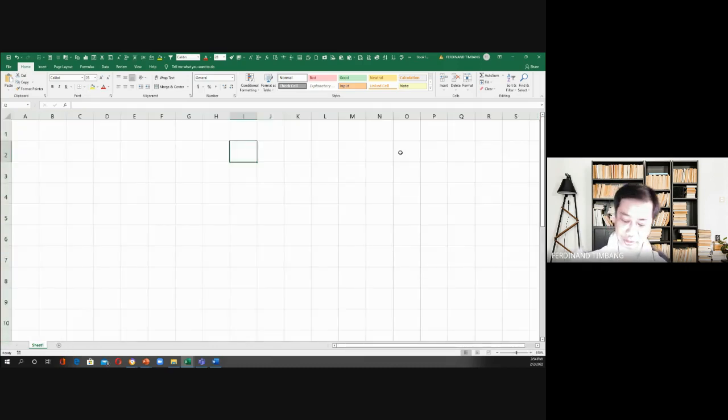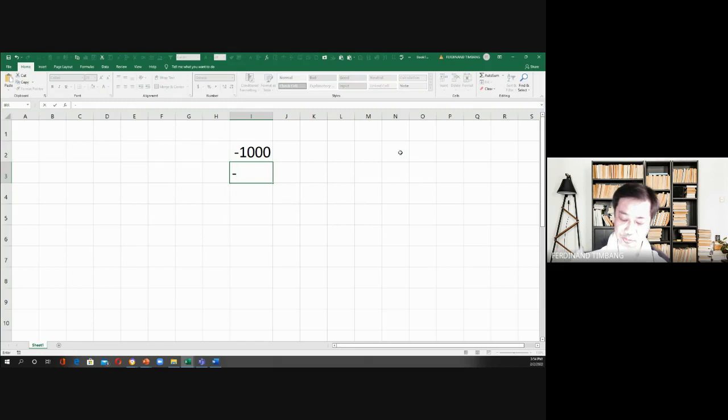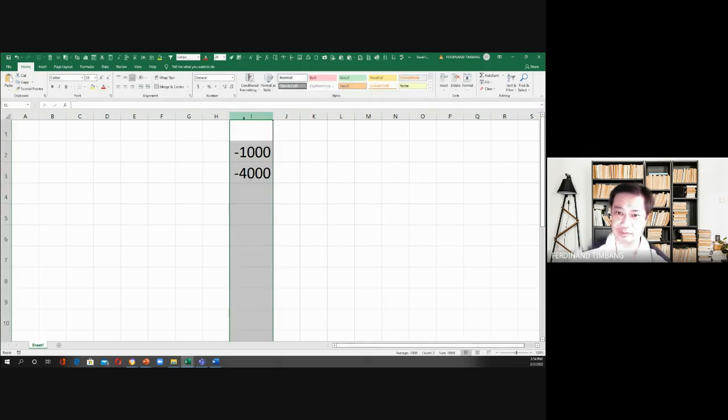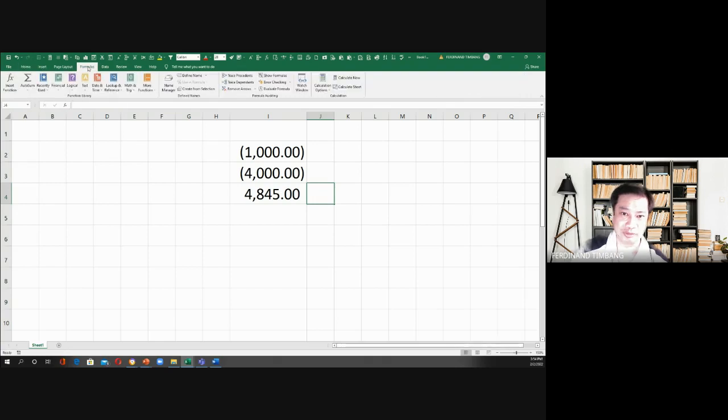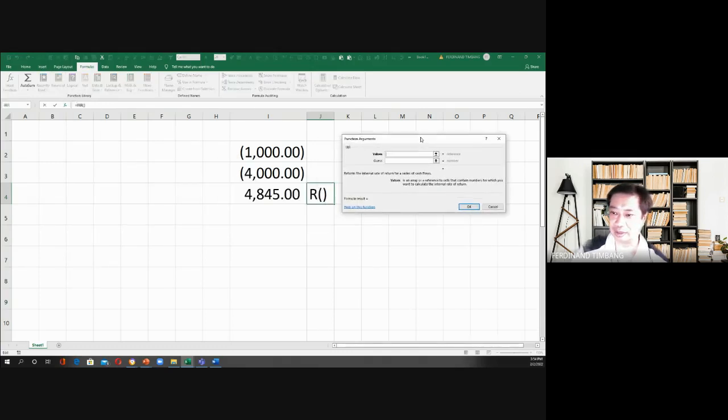So meron tayong 1,000. Then we have the 4,000. So the reason why these are negative, kasi lumalabas cash investment yun diba? So cash outflow yan. And then we have the 4845 because that is the value at the end naman. No? So parang lumalabas cash inflow yan if we are going to withdraw. Now to compute for the IRR, you simply click the formulas, then go to the financial, and go to the IRR. So ito siya, yung IRR natin.